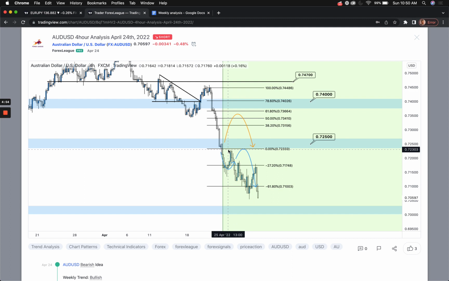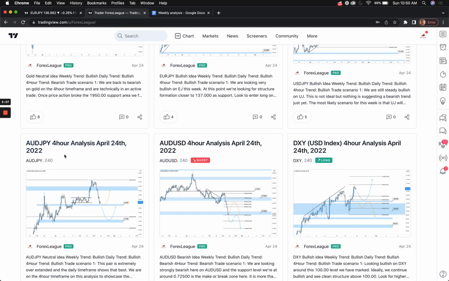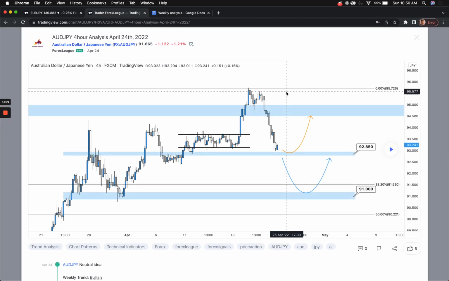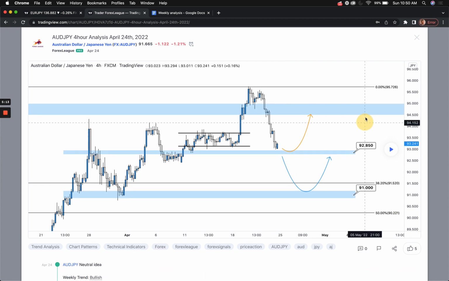But overall, this bias was right as well. We were expecting a bearish AU, and that's what we saw. So it looks like currently we're heading down towards the 0.7 level, which is going to be our next key zone. So keep an eye on AU. But that played out as well. Technically, both biases were right on DXY and AU so far.